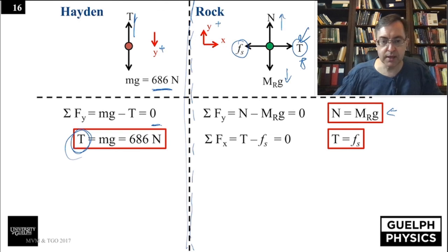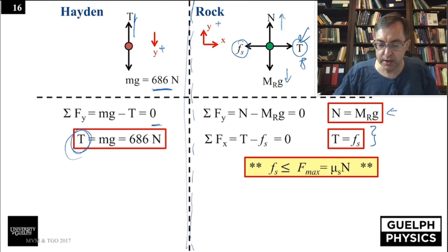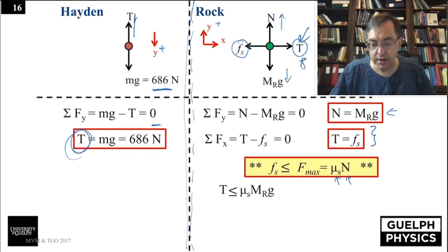Now the question asks, what is the smallest weight of the rock that can prevent Hayden Christensen from moving? And so that means that in order for this to be true, the static friction of 686 newtons has to be smaller than the maximum static friction that can be achieved by this cliff face. And so the static friction has to be less than the coefficient of static friction times the normal force on the rock. All right? And so that means that if Fs is less than mu S N, it also means that the tension has to be less than mu S N.